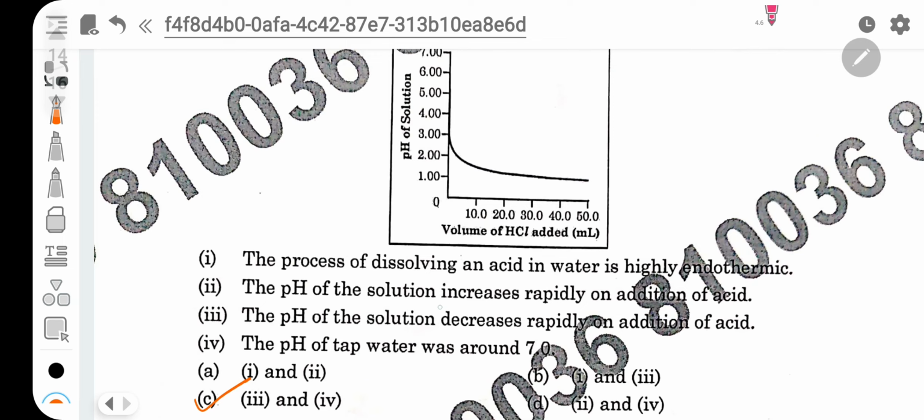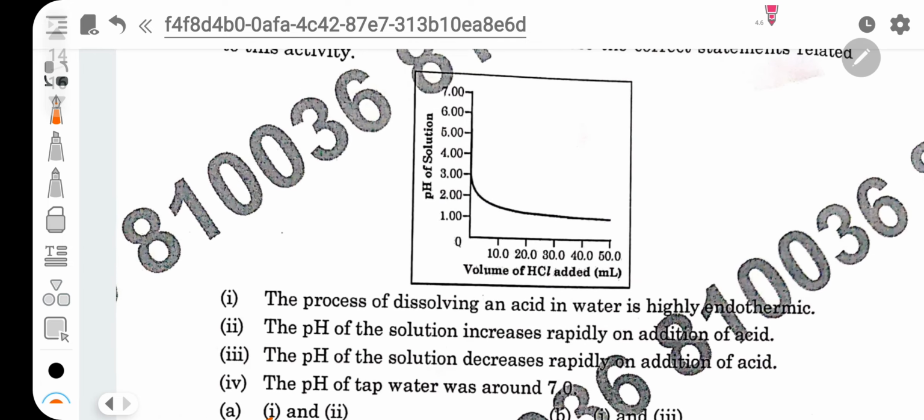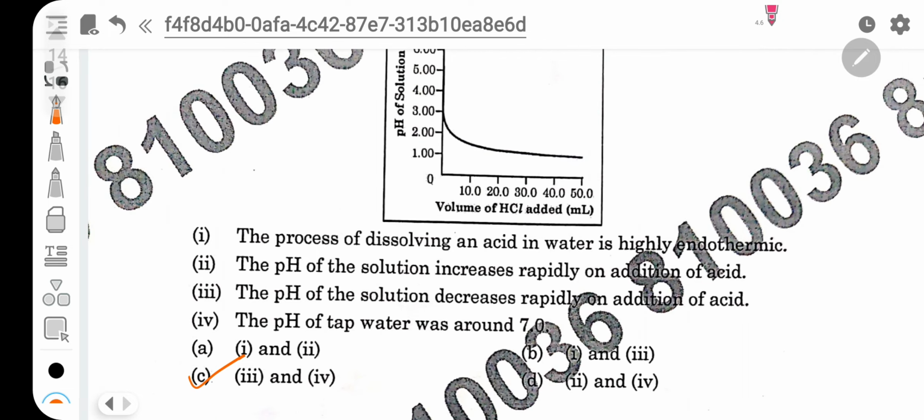It states this process of dissolving an acid in water is highly endothermic. Of course not, it is an exothermic reaction. The pH of the solution increases rapidly on the addition of acid? No, addition of acid decreases the pH level. We all know that the pH of the solution decreases rapidly on the addition of acid. That is true. The pH of tap water is around 7, so that is also true. So the answer will be 3 and 4.